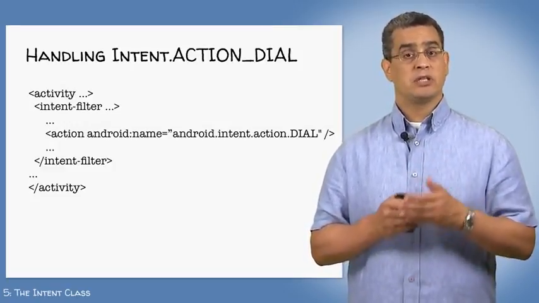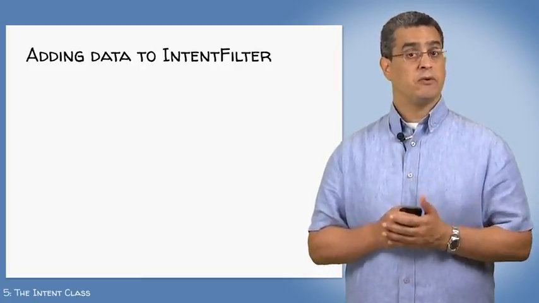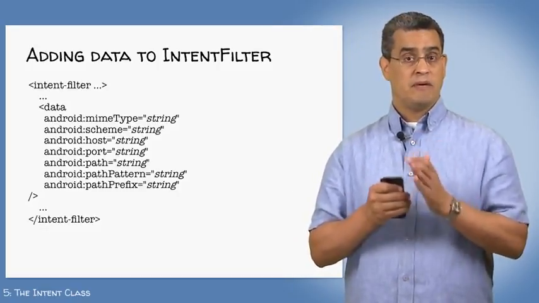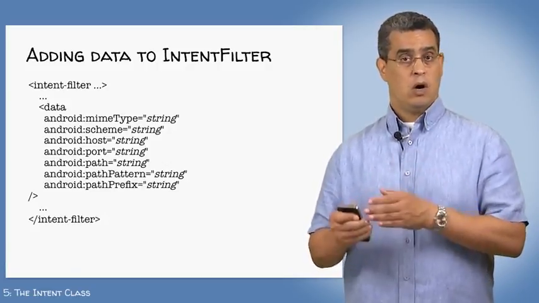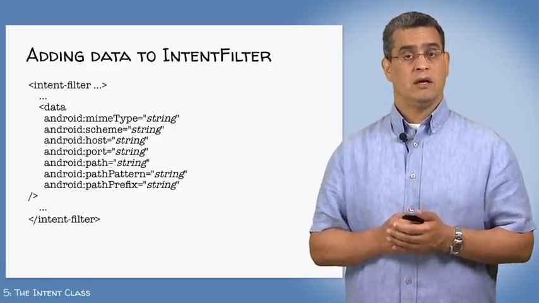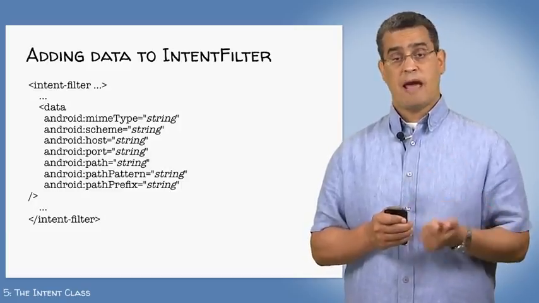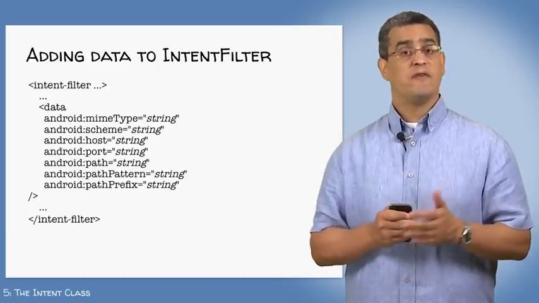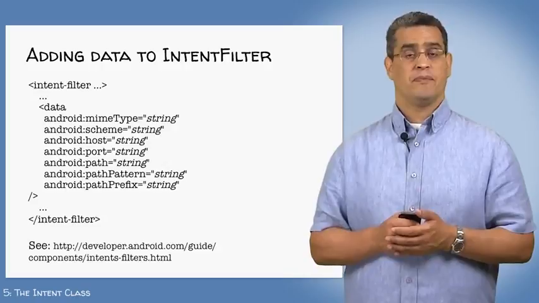If your activity handles a specific type of data, it can add that information to its intent filter as well. For example, an activity can specify the MIME type of the data it handles. It can also specify the scheme, host, and/or port number of the data URIs it handles. It can further limit the format of the data URI by specifying its path, path pattern, or path prefix. And there are quite a few possibilities here, so please see the documentation for more examples.